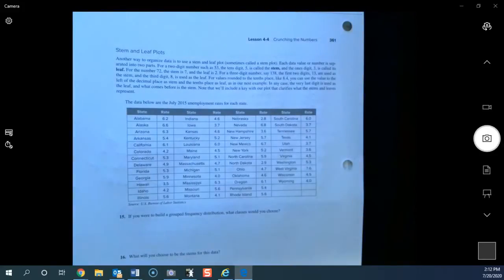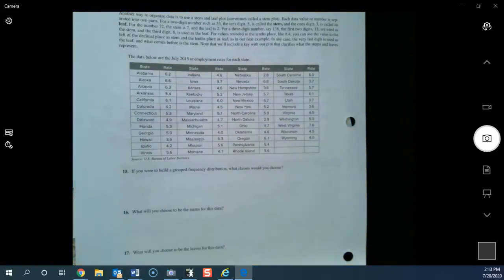For a three-digit number, say 138, the first two digits 13 are used as the stem, and the third digit 8 is used as the leaf. For values rounded to the tenth place, like 8.4, you can use the value to the left of the decimal point as the stem and the tenth place as the leaf. As in our next example, in any case, the very last digit is used as the leaf, and what comes before it is the stem. Note that we'll include a key with our plot that clarifies what the stems and leaves represent. Okay, the data below are the July 2015 unemployment rates for each state.